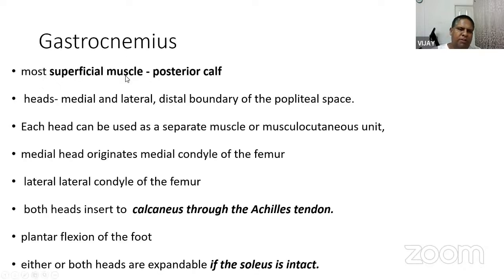Gastroc muscle is the most superficial muscle in the posterior calf. It has a medial and a lateral head, and it forms the distal boundary of the popliteal crease. Each head can be used as a separate muscle flap or a musculocutaneous flap.